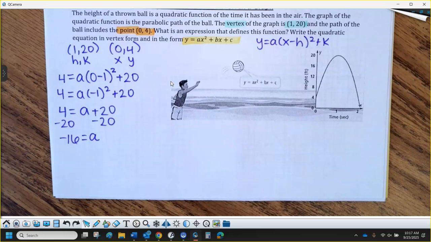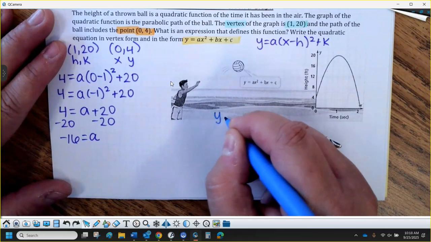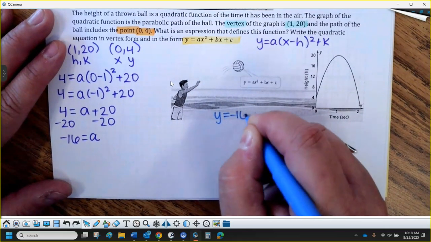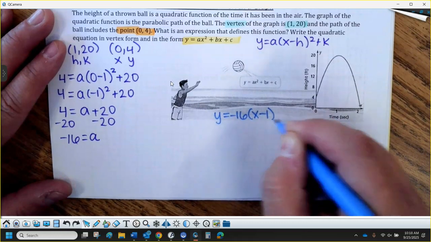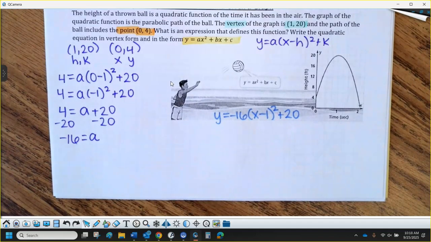Now, the actual equation, I'm going to come to the side, and I'm going to write it out a little bit here. So y equals negative 16 times x minus 1 squared plus 20 would be the vertex form. What the question wants you to do, though, and this is a little extra, is write it in standard form. All you got to do to get standard form is just get rid of the parentheses here.